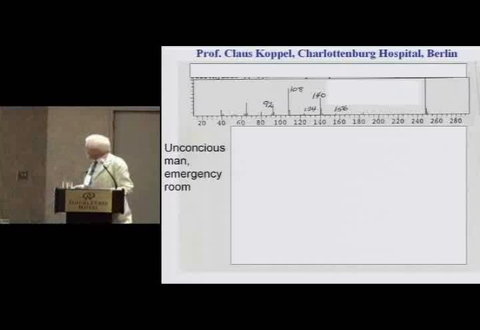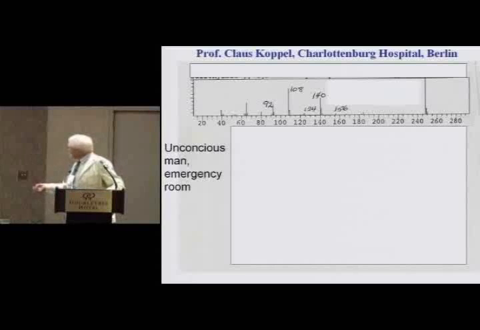But he did then use his mass spec because he was in charge of the emergency room in the Charlottenburg Hospital, which served all of West Berlin, several million people in those days. He told the story of an unconscious man who came into the emergency room. They ran GC mass spec on him, and they got this very unusual mass spectrum at the top.